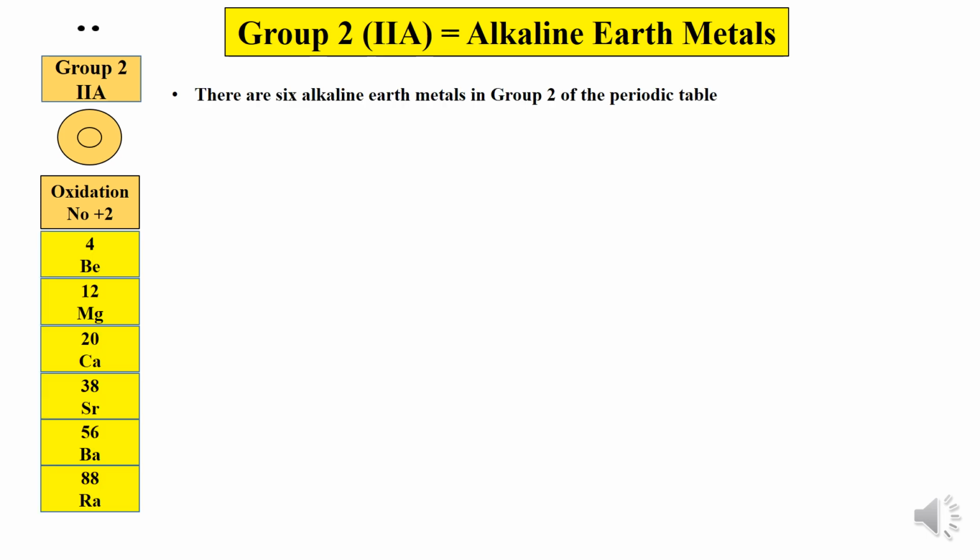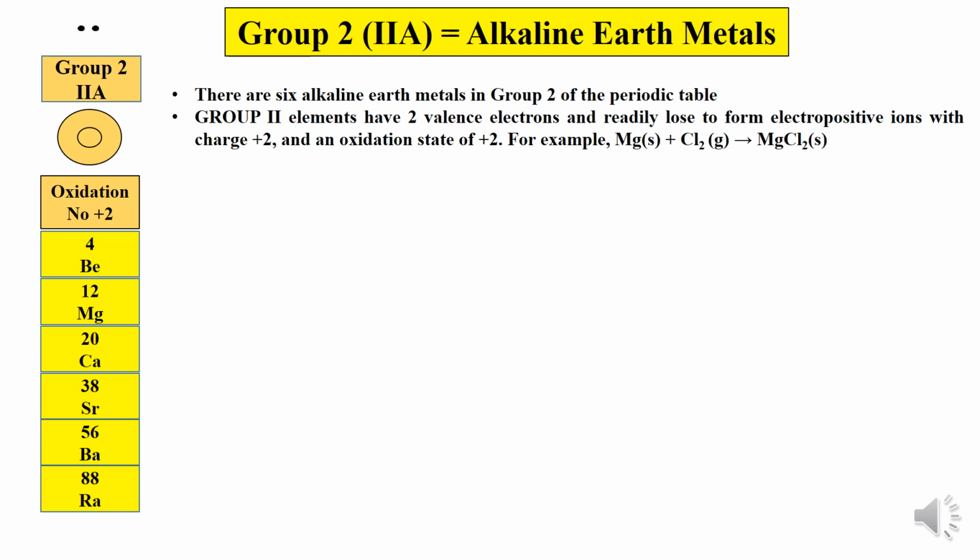So there are 6 alkaline earth metals in group 2 of the periodic table. They are beryllium, magnesium, calcium, strontium, barium and radium. Group 2 elements have 2 valence electrons and readily lose them to form electropositive ions with a +2 charge, giving them an oxidation state of +2.